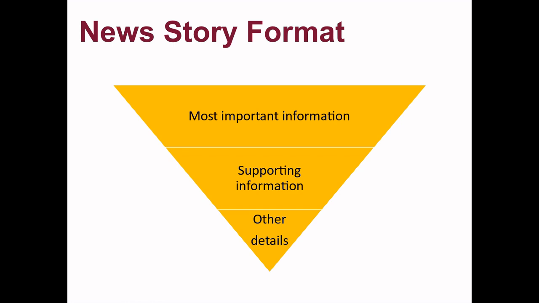News stories are written with the most important information first, followed by supporting information and details at the end. This way, an editor can cut the story somewhere near the bottom and the reader still gets all the important information. This format is appropriate for story framing. It's great when you want to pass along some information quickly.